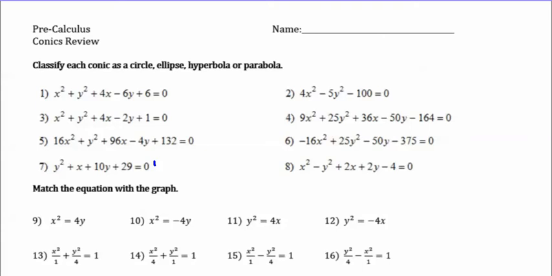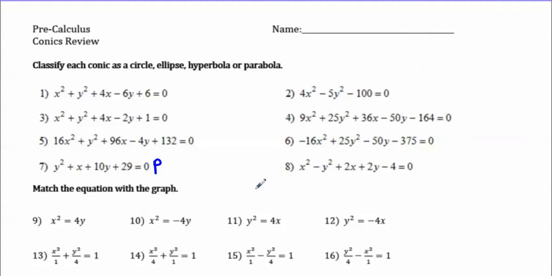So if you look through them, the easiest thing to find is the parabola first, because the parabola has only one squared term. So looking through them, it looks like number 7 is a parabola. I'll put P for parabola. And it looks like that might be the only one.